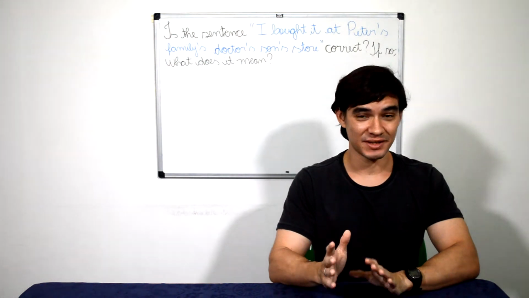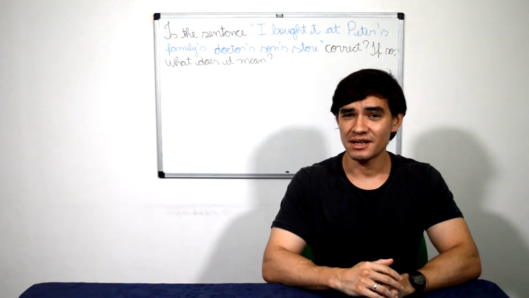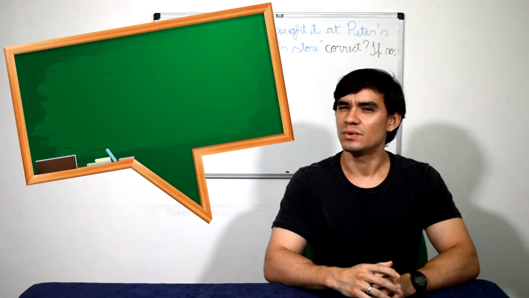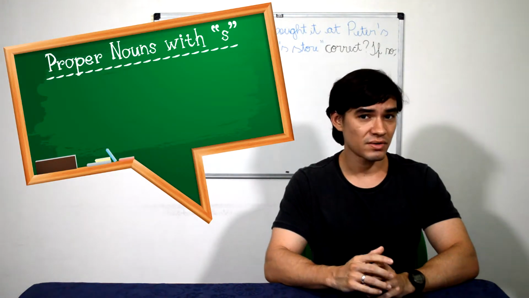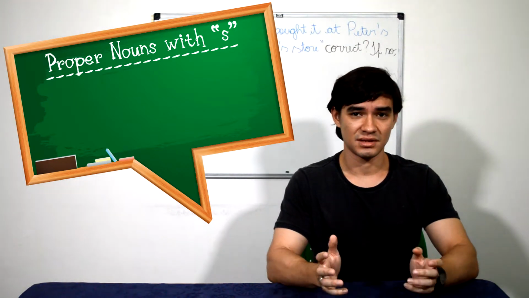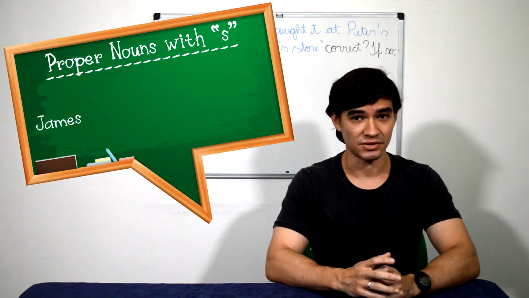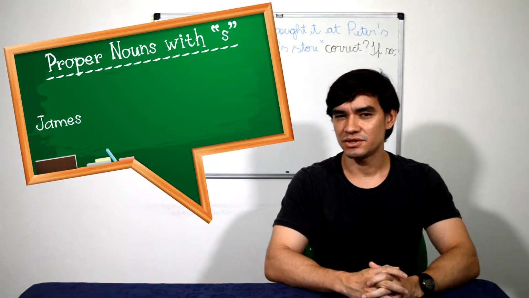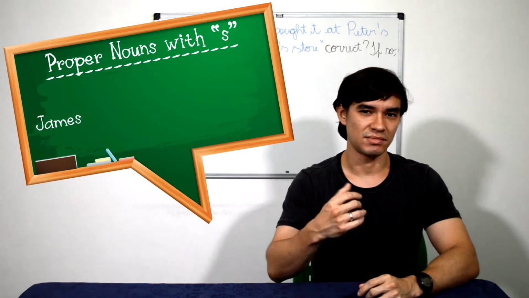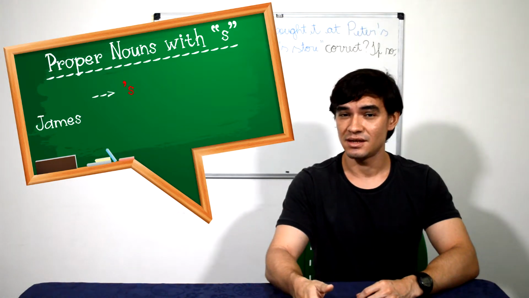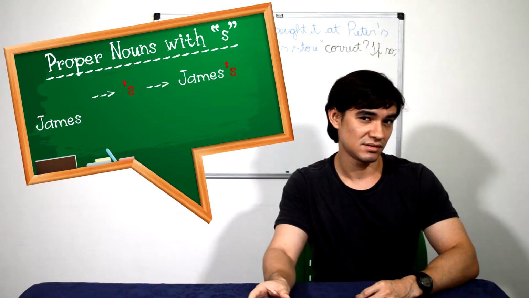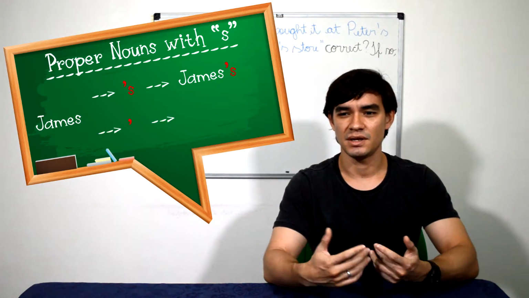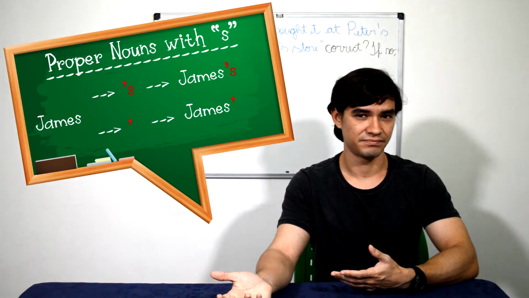But then there is one detail. We've seen how the apostrophe s works with common nouns. But what about proper nouns that already end in s? Like the name James, for example. Then what? Do they follow the general rule? That is, we must add the apostrophe s, making it James's? Or do we just add the apostrophe, making it James'?